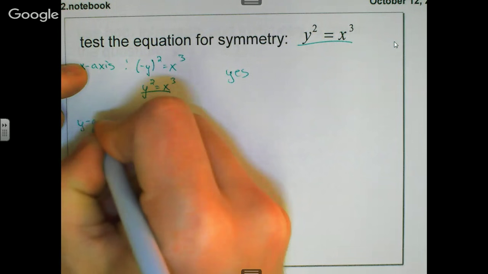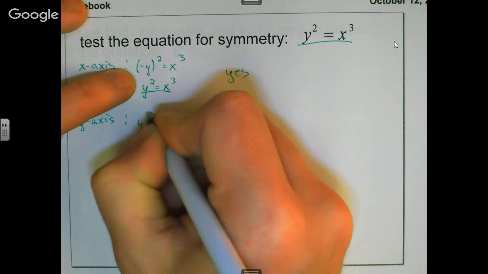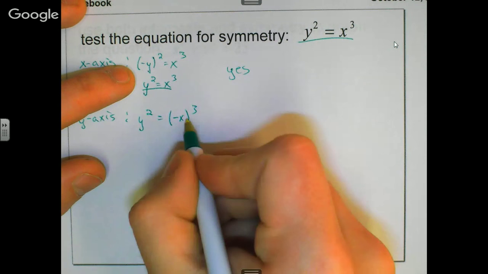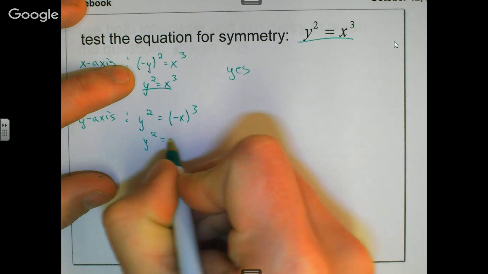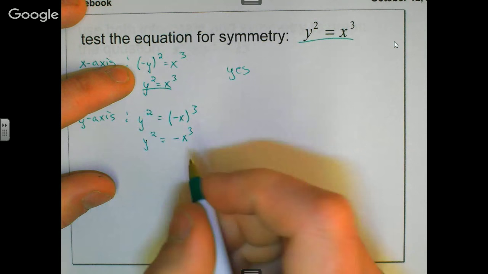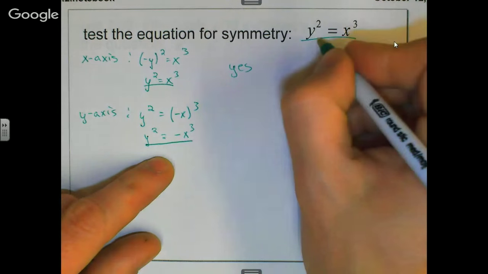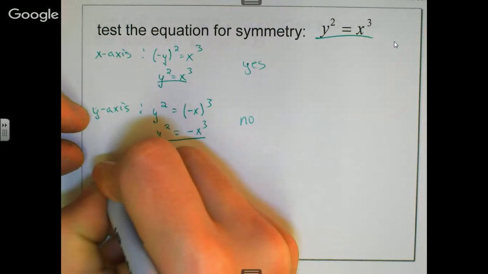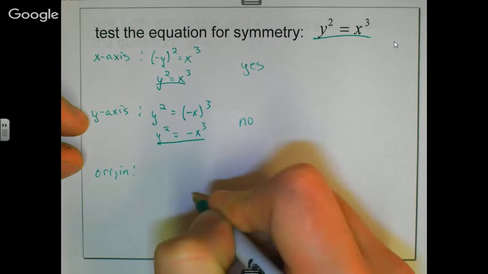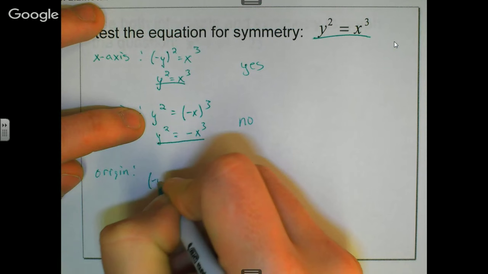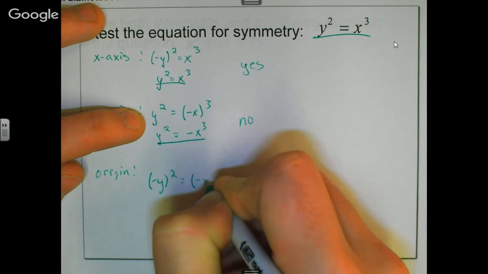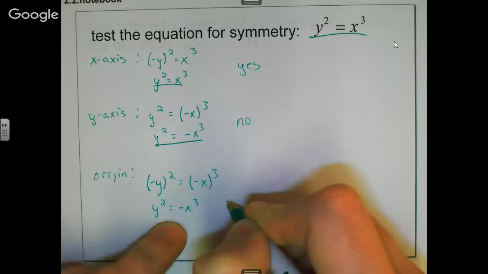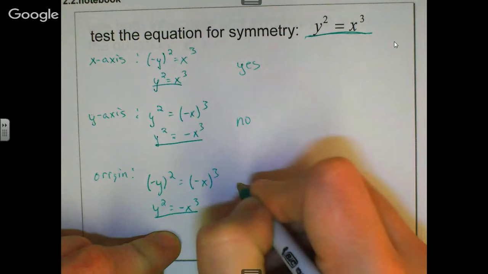So then y-axis, we leave y alone, but now we change x to negative x. Well, negative x to the third is still negative. So now this equation is not the same as this one, it does not have y-axis symmetry. Origin symmetry, we change both of them. So negative y squared equals negative x to the third. So this is y squared equals negative x to the third. So those aren't the same, so it's a no.